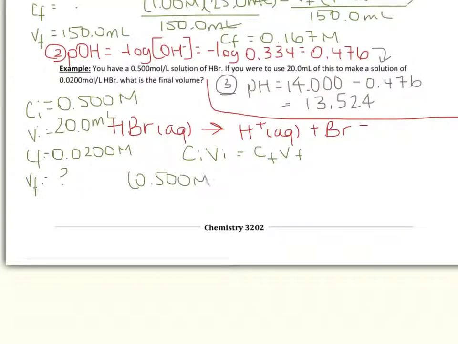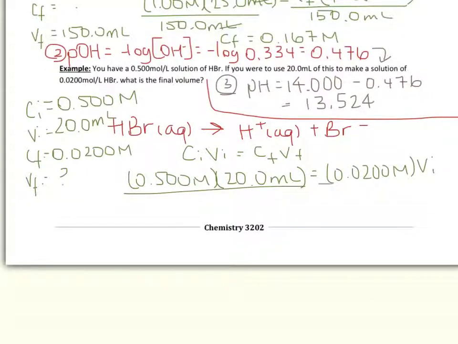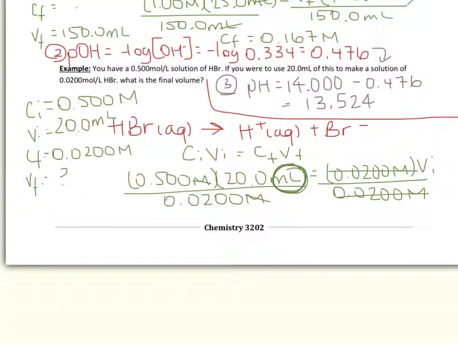0.5 molar times 20 milliliters equals 0.02 molar times Vf. To get the final volume, we have to divide both sides by 0.0200 molar to get that to cancel out with the Vf. Notice that all of our variables here have 3 significant figures. So we get an answer, and keeping in mind that molar and molar cancels out, we're going to be left with an answer in milliliters.